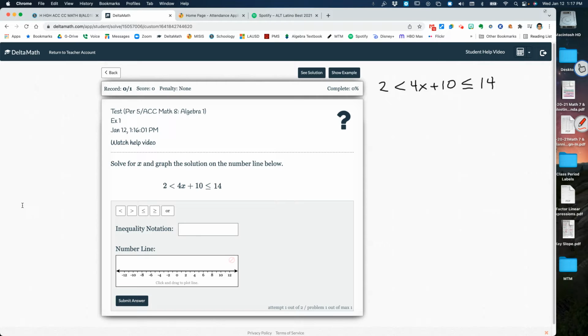So let's say we just had a typical 2-step inequality. Our first step is get rid of 10. So that's what we would do: subtract 10, but we also have to put a negative 10 on either end. Okay? So let's do that. It cancels out there, and we get negative 8 is less than 4 times x is less than or equal to 4.